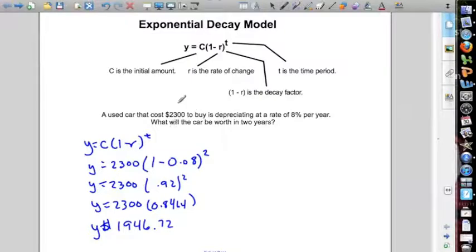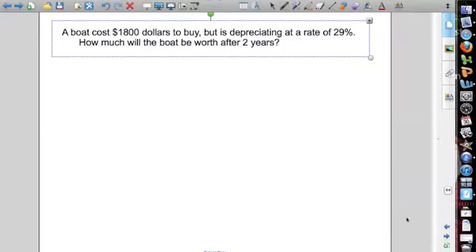And so if you're careful and you don't get in accidents and all sorts of stuff like that, if you take care of the car, in theory, we should still be able to get a pretty good price for it when we sell it in a few years of $1,946.72. Now let's look at another one, same type of thing, $1,800.